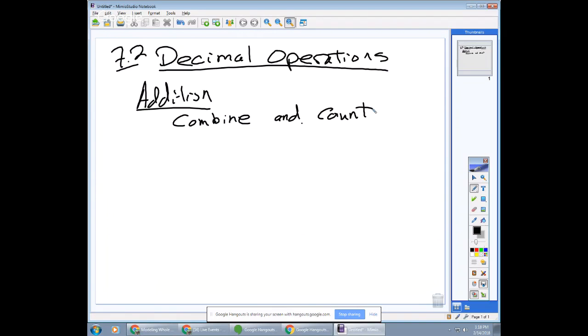All right, so we got a model for addition. What did we use last class, and what do you think we're going to use today for a model for decimals? Yeah, base 10 blocks. So for now, a decimal model is base 10 blocks.